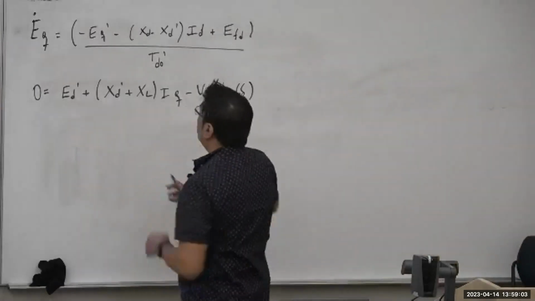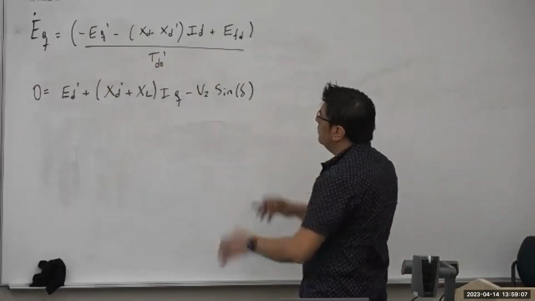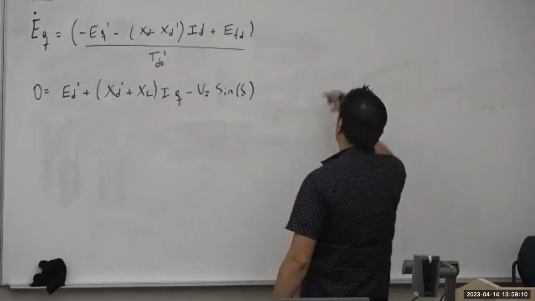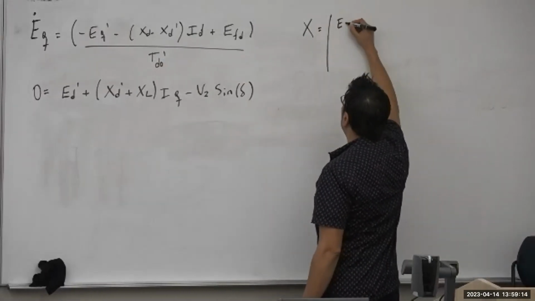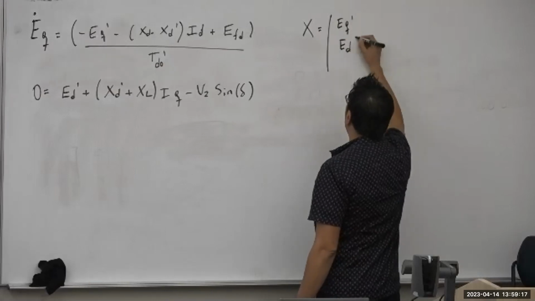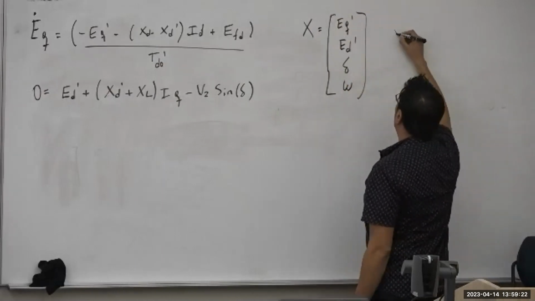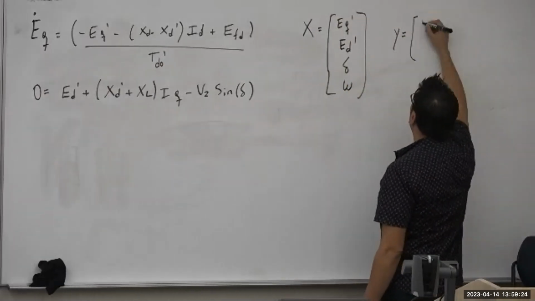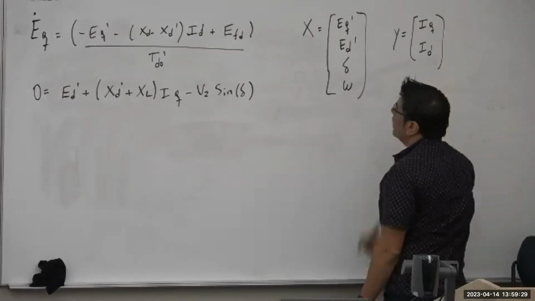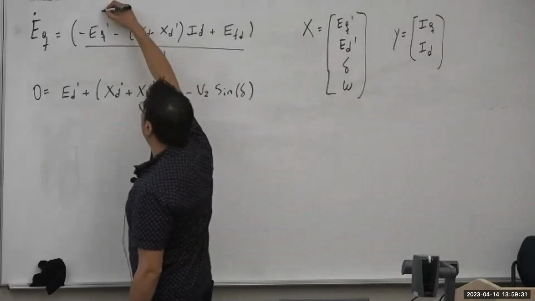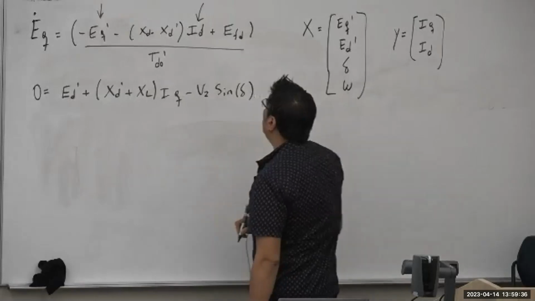First of all, let's look at the first differential equation. What are the variables that we need to consider here? We have the state variables, Eq prime, Ed prime, delta, and omega. And the algebraic variables, you have Iq and Id. So which are the variables in this case? You have Eq prime, and you have Id.